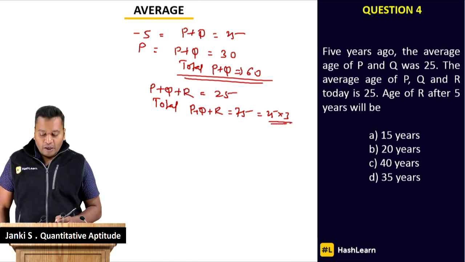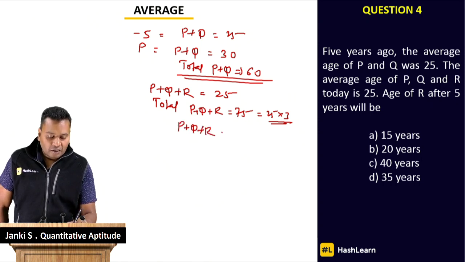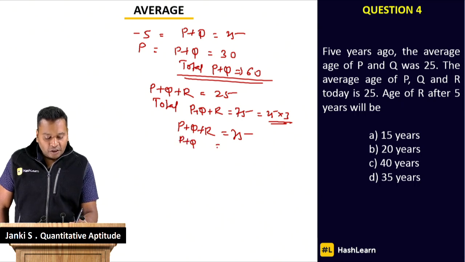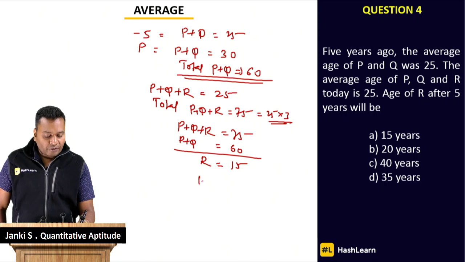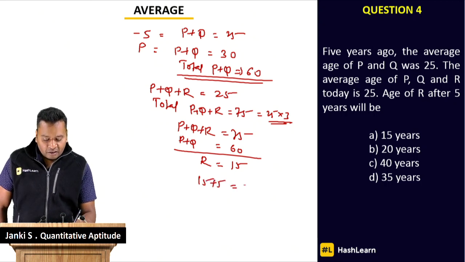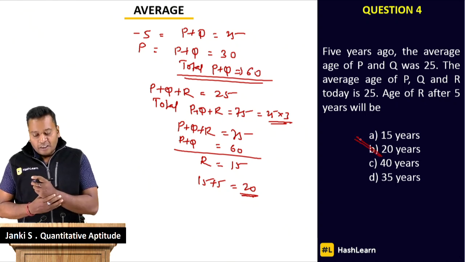That's the second scenario. So if we take the difference between them, presently P plus Q plus R is equal to 75 and P plus Q is nothing but 60. That represents that R's value presently is nothing but 15. So 5 years later, R's value is nothing but 15 plus 5. That's nothing but 20, right?